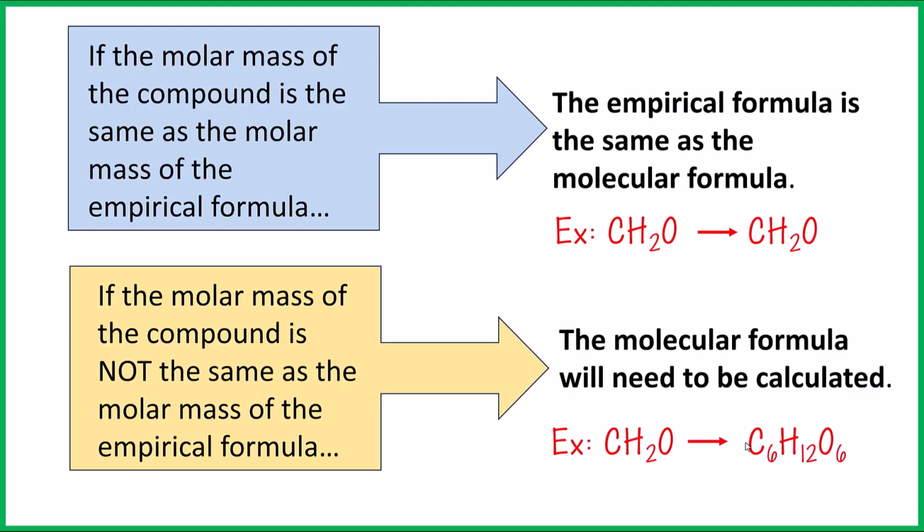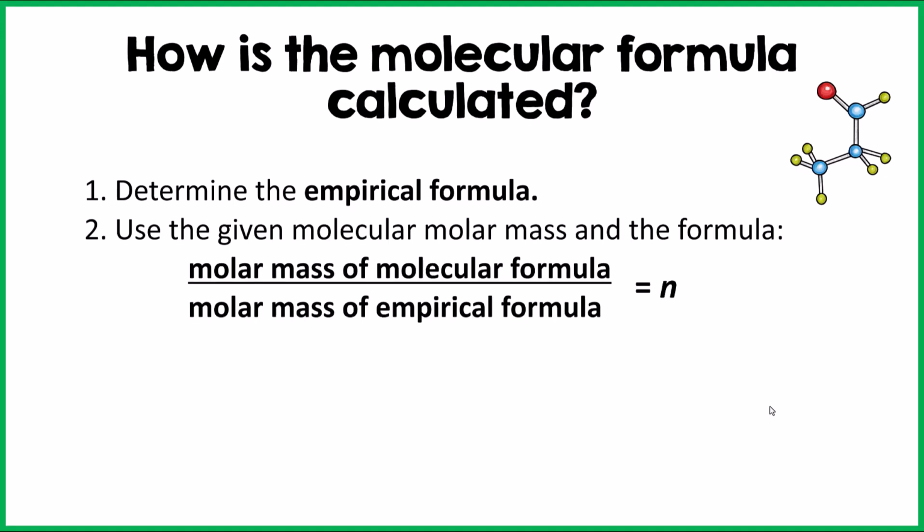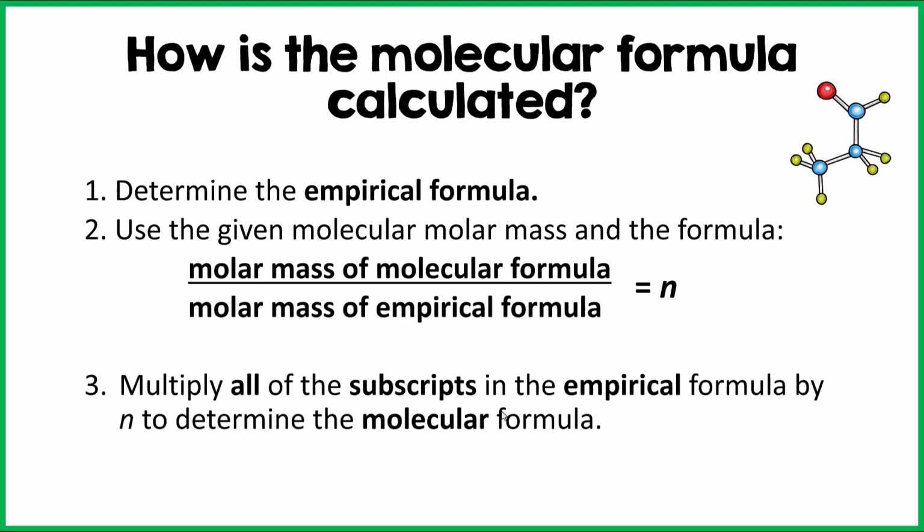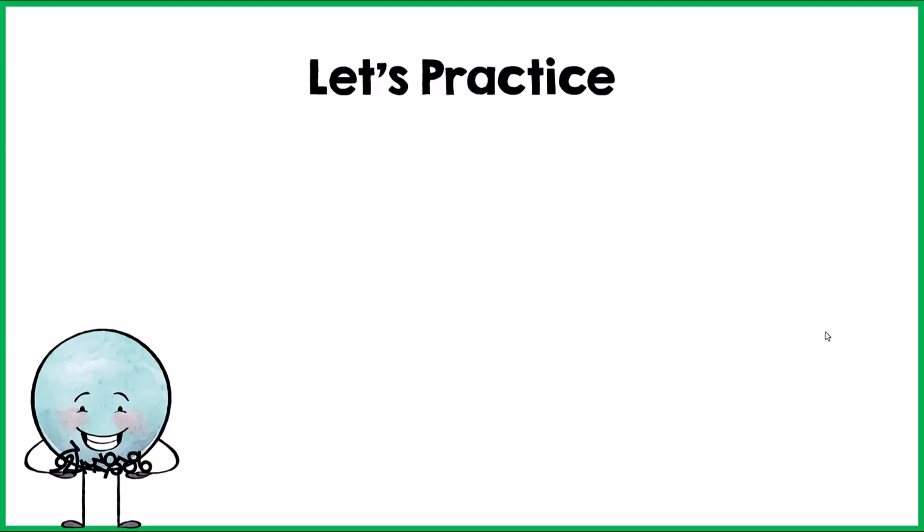So in our example here, N would be 6. We're multiplying all of these elements by 6. So all of these subscripts. So C1 times 6 gives us C6. H2 times 6 gives us H12. And O1 times 6 gives us O6. So that's how we're calculating the number to multiply by. And then we're going to multiply all of the subscripts in the empirical formula by that N value to determine the molecular formula. So let's do an example here.